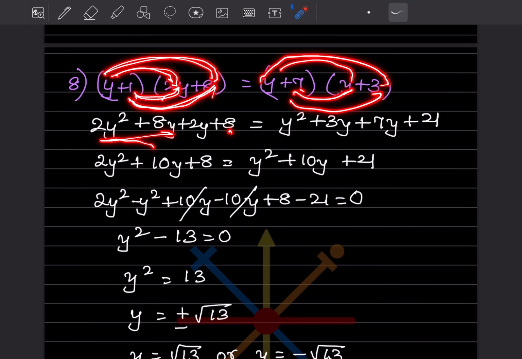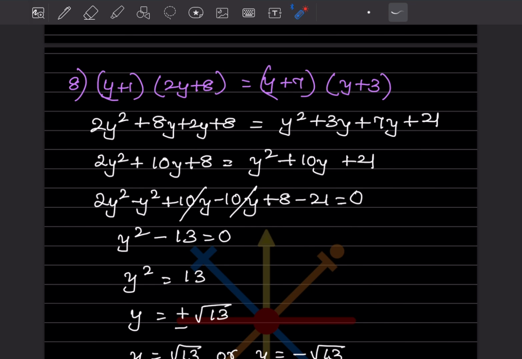Now we will go for this one, that will be y square plus 3y, then plus 7y, and this into this is 7 into 3, that will be 21. So this is the first step. Now let us do this extra step over here, because we are going to add the like terms. That is going to be 10y plus 8. Here, this will be the same. This again we are going to add, that will be 10y, and this will be 20.